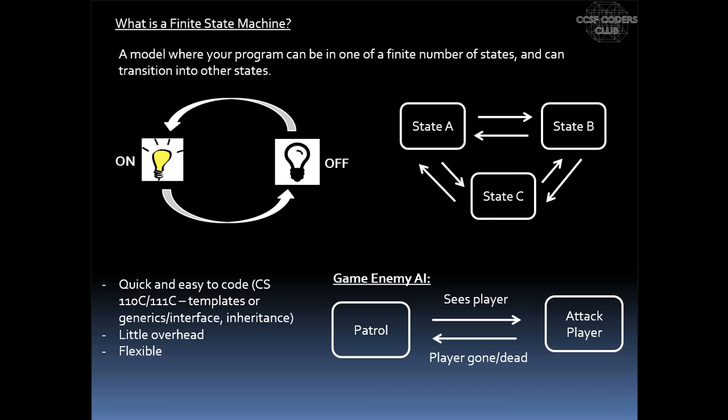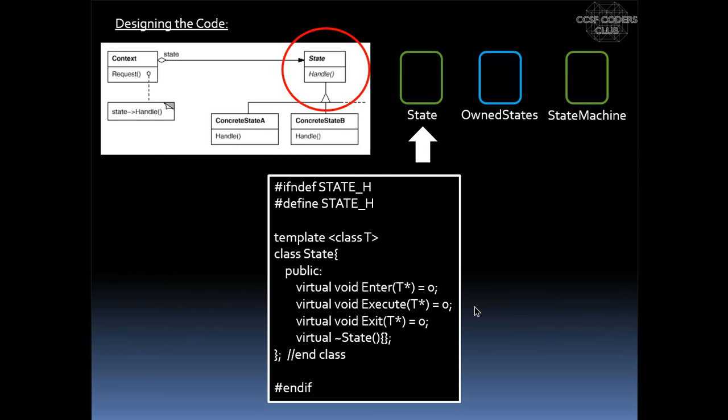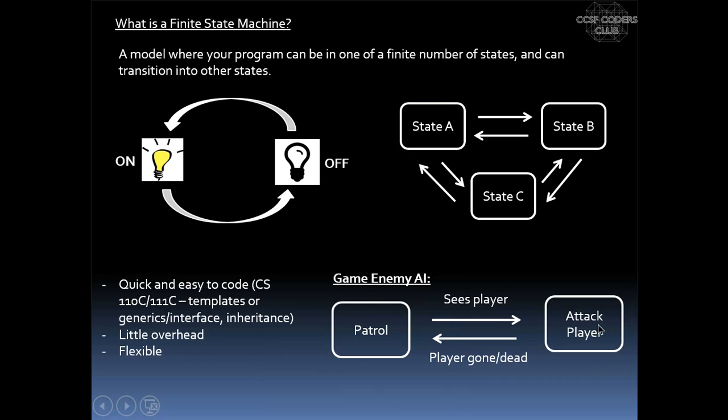A really common example of this also is the artificial intelligence in video games for the enemy. Generally, the enemy starts in a patrol state where it's just wandering around aimlessly, but then it sees the player, and that is the condition that triggers its transition from the patrol state to the attack the player state. And then once the player is dead, or say leaves the visual range of the enemy, those are the conditions that trigger it to go back to the normal patrol state and resume just walking around aimlessly.